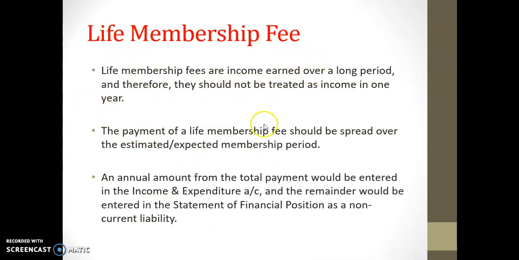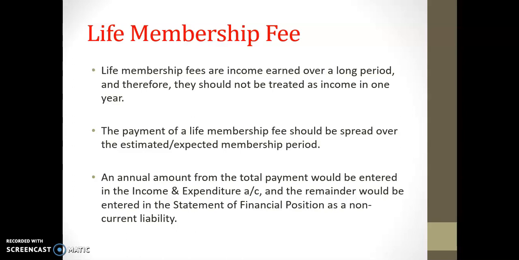Now, as I said earlier on, the nonprofit organization belongs to the members, and the members pay subscriptions or dues, and the organization usually exists to provide service for their members. So you would have some members that may want to pay a lump sum one time, what we will call a lifetime membership. When they come into the organization, they will pay one lump sum of money, which will span for the entire period of time that they are part of that organization.